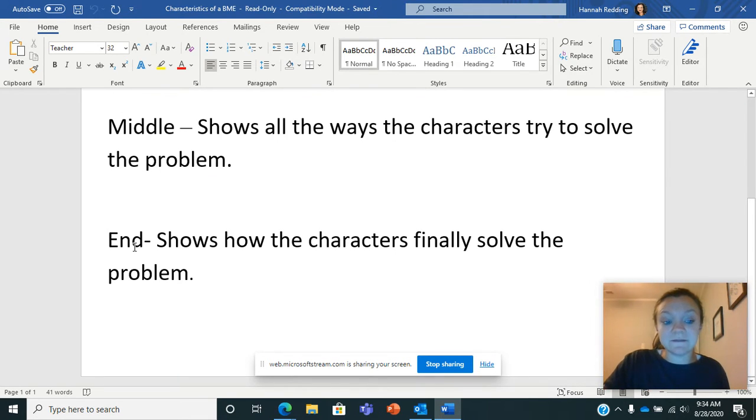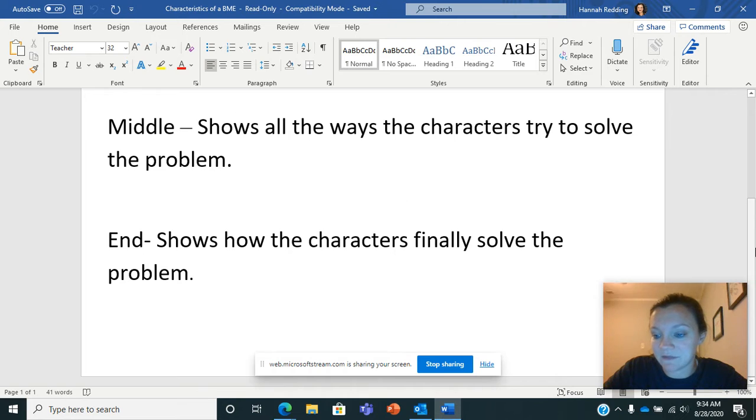Then we get to that last part, the end. Say end. The end shows how the characters finally solve the problem. So in the middle, they show different ways that they try to solve the problem. But then in the end, we learn what happened that did solve our problem. So what happened at the end of First Day Jitters to solve the problem of the teacher being nervous? Yes, he got her to school and he showed her everybody's nervous. This isn't just you, and you're going to be great. And so it solved the problem. The teacher wasn't nervous anymore.